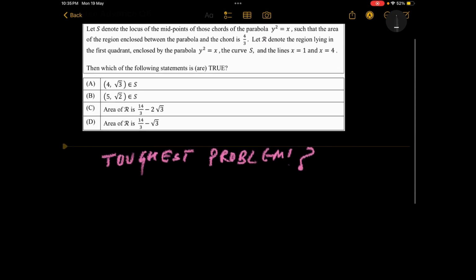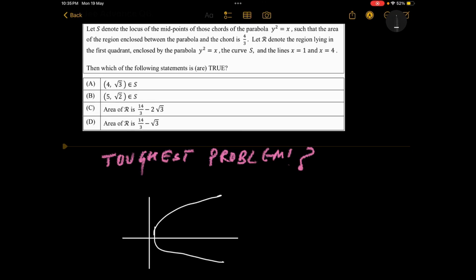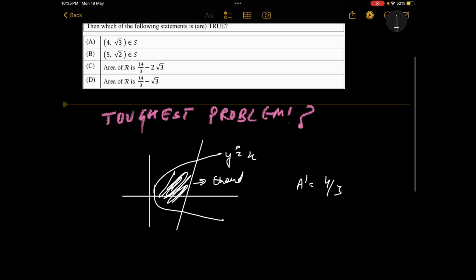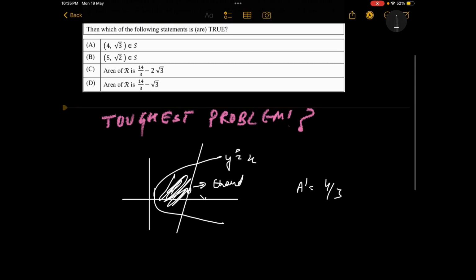So basically the rough figure is this: this is the parabola y squared is equal to x, and this is the chord, and this shaded area A' should be equal to 4 by 3. Now what is the locus of (h, k), where (h, k) is the midpoint?